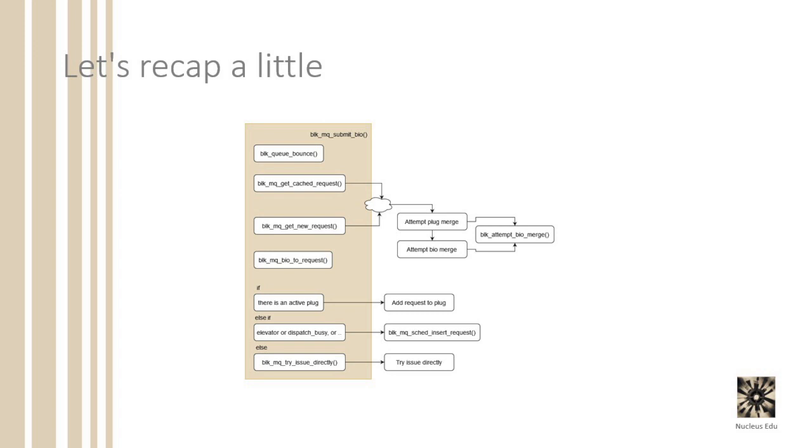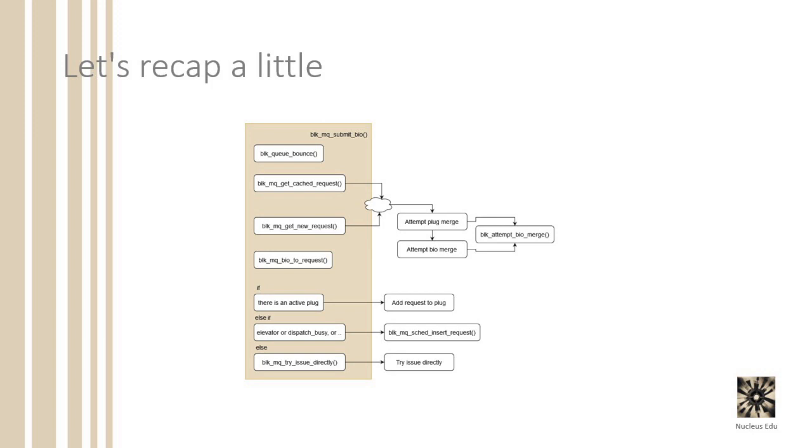And this is the last if-else that happens, where if there's an active plug, then the request is added to the plug and returned. In that case, the request would be flushed down later, as we saw, when the plug stops or through some other means like the schedule code. The next case is if there is an elevator or dispatch busy, which we're going to look into a little later. Then it's going to use the function blk_mq_sched_insert_request. And lastly, in the else branch, it's again going to try to issue the request directly to the device driver.